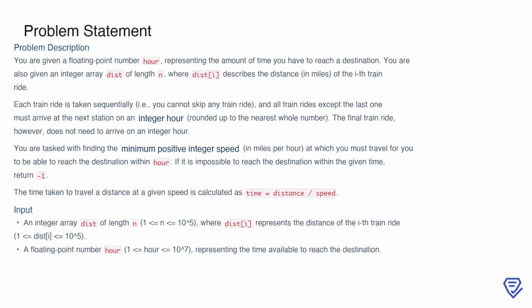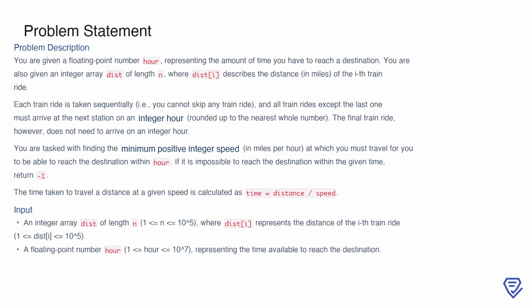Along with this, we have an integer array dist that contains the distances for n train rides, where each train ride's distance is given by dist[i]. These train rides must be taken in sequence, meaning you cannot skip any of them. Now, there's an important condition: for all train rides except the last one, the arrival time has to be rounded up to the nearest whole number, so you must arrive at the next station on an integer hour.